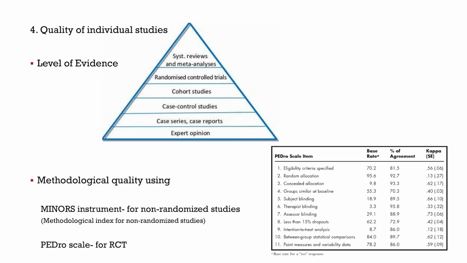So this is the pyramid showing the level of evidence with the expert opinion at the bottom, and in increasing sequence we have case reports, case series, then case control studies, then cohort studies, then randomized control trials, and at the highest, systematic reviews and meta-analyses. Sir, I have never really understood what is the difference between systematic reviews and meta-analysis. Could you shed some light on that?